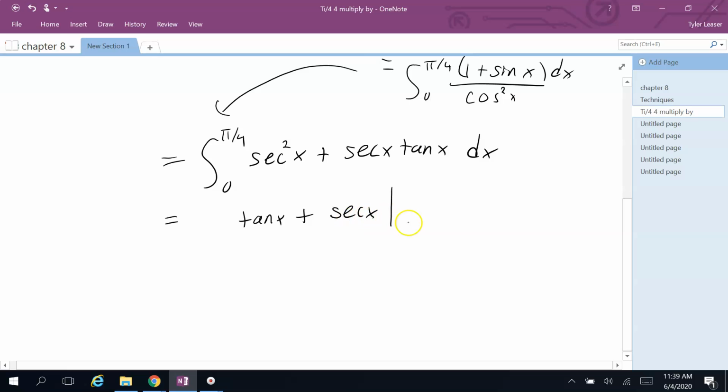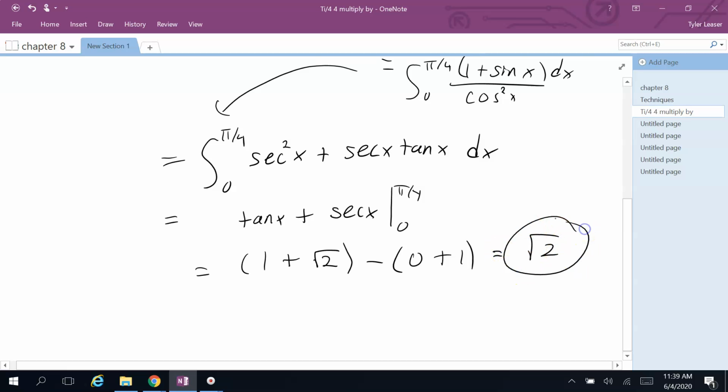This is my antiderivative, and I just need to evaluate that from 0 to pi over 4. If I plug pi over 4 into this, tangent of pi over 4 is 1. You could look at a unit circle for that. Secant of pi over 4, you just have to do the reciprocal of cosine of pi over 4. Cosine of pi over 4 is root 2 over 2, which means that secant of pi over 4 is the reciprocal of root 2 over 2, which is just root 2. Minus plugging 0 in, tangent of 0 is 0, secant of 0 is 1. My 1's cancel out, and we just get the answer square root 2.